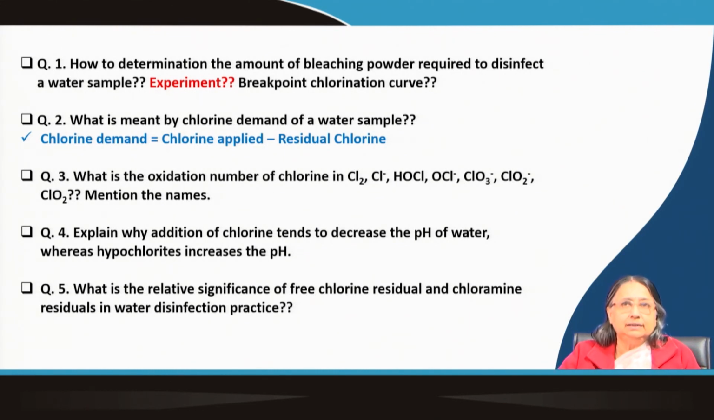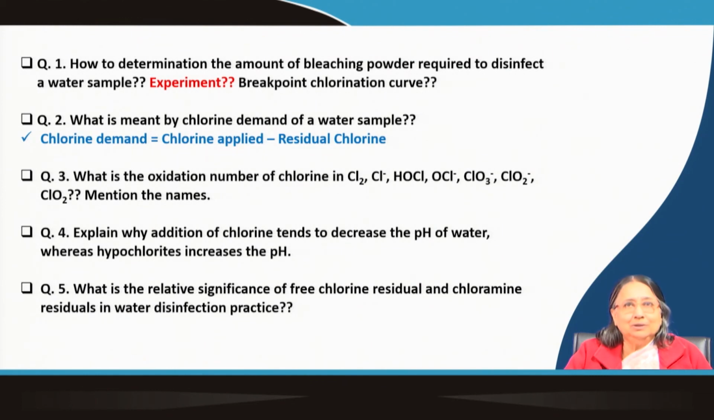You take the same volume of water, add different doses of chlorine, keep it for some time, then measure the residual chlorine, and then you prepare the graph. Then you will know how much is the demand, and you apply that chlorine dose to be on the safe side. Okay. What is the demand? Chlorine demand is chlorine applied minus residual chlorine.